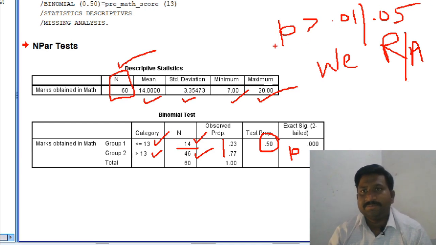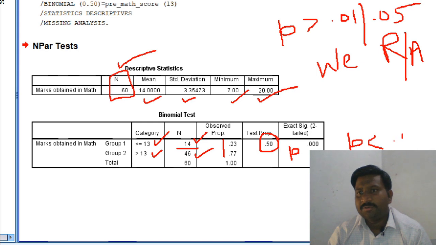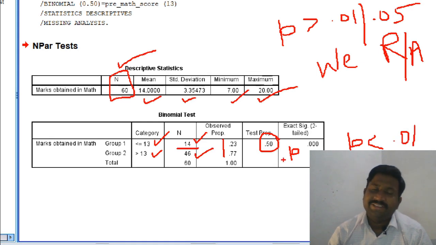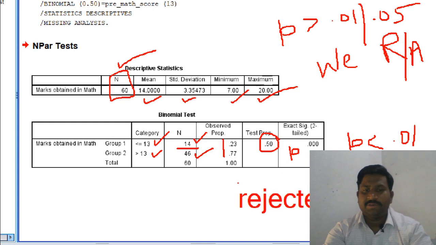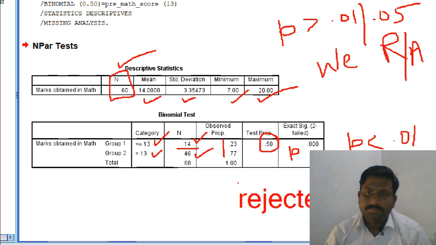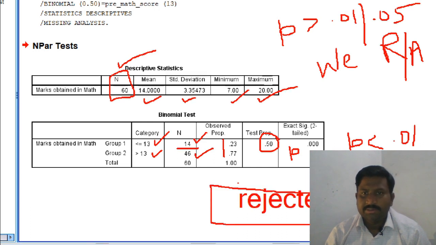But if p is less than this value, what is the case here? P is less than 0.01, which means we reject the hypothesis. Here we have rejected the hypothesis. In this way you can reject this hypothesis.